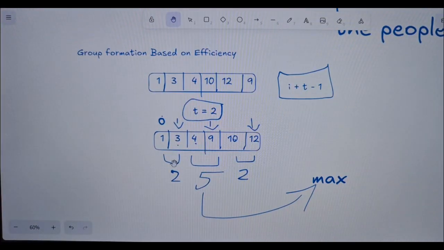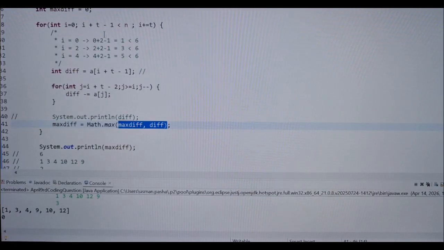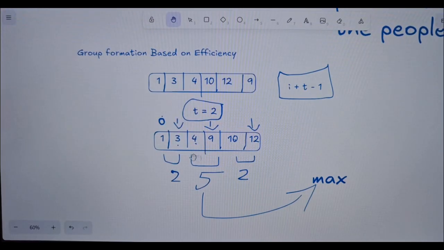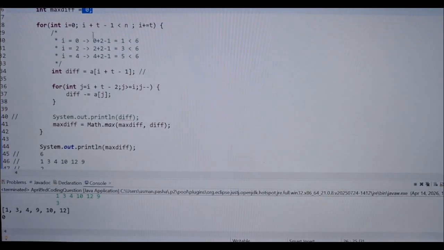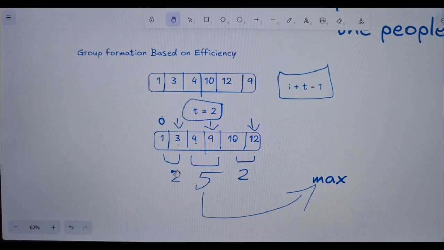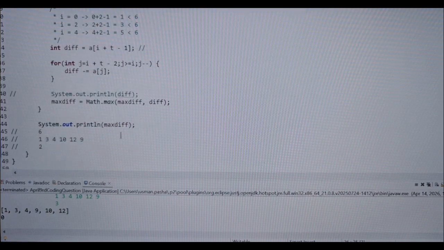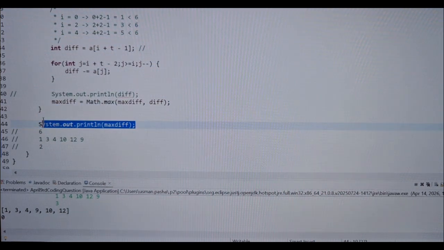So at each condition I'm finding the maximum. I am comparing 2 with 0, because at first the value will be 0 only. So between 0 and 2, 2 will be higher, and the max diff will be here. After the first iteration it will be 2 comma 5, and 5 is the maximum. Again 5 will be compared with 2, and 5 will be the maximum, so at last we will return that 5. Here I am printing it, and you guys will return that.